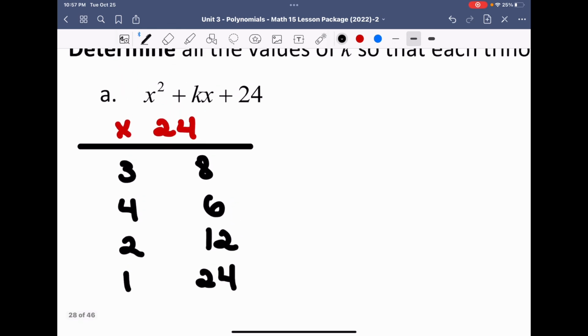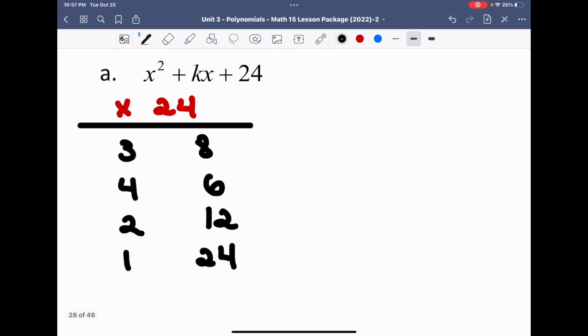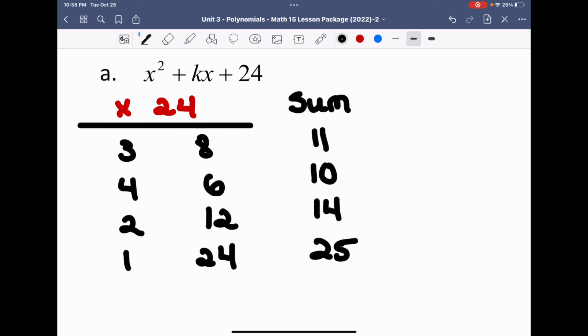Now, when they talk about what values of k can be in the middle here, we need to take the sum of these digits such that this is true. If we have to multiply to make 24 and add to make k, well, we know these all multiply to make 24, but the sum of these digits is 3 plus 8, which is 11. 4 plus 6 is 10. 2 plus 12 is 14. 1 plus 24 is 25. So k could be all of these possible values here.